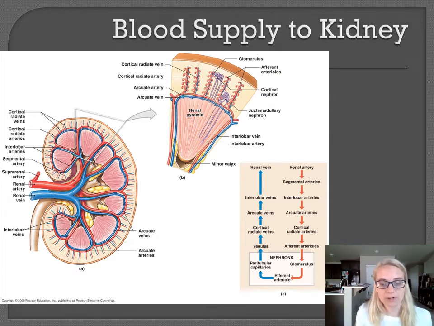Okay, so let's start with blood coming into the kidney. That's our renal artery. I'll get my little marking pen here, maybe I'll do a highlighter. There we go. So here's our renal artery. This is again branching directly off of the aorta.